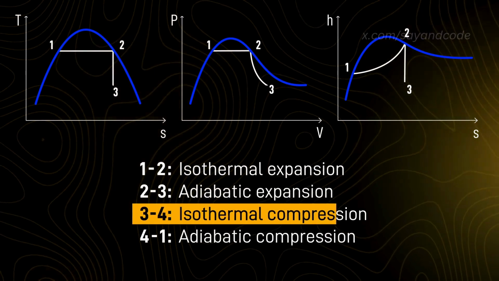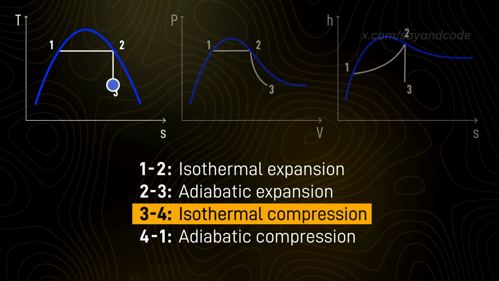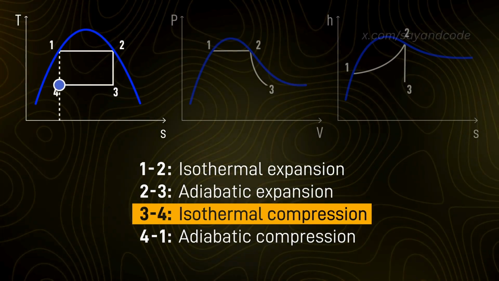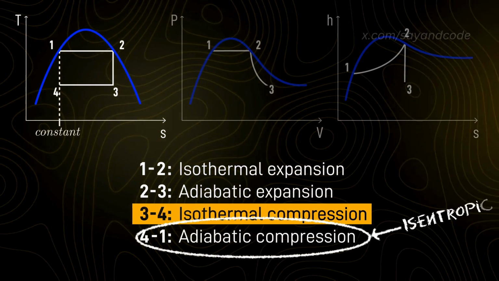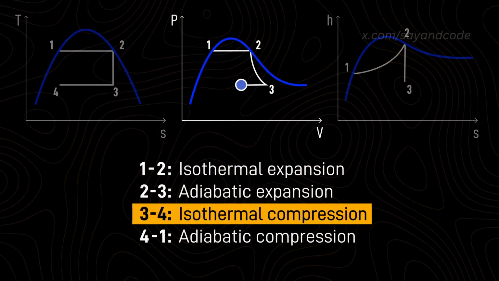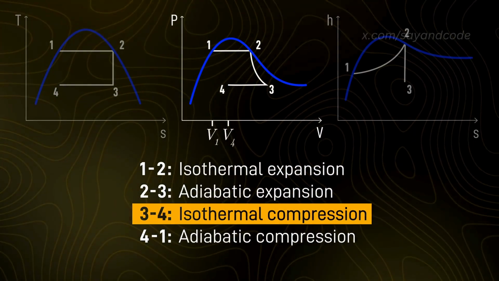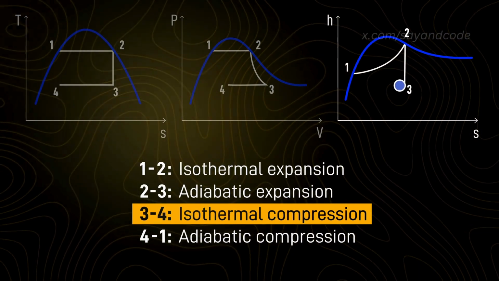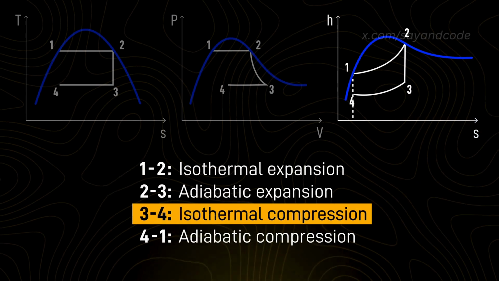Next, process 3 to 4 is isothermal compression. So in the TS diagram, we draw a horizontal straight line from point 3 to the point right below point 1, because we already know that the next process needs to be isentropic. On the PV diagram, we draw a horizontal straight line from 3 to 4 for constant pressure, where point 4 has slightly more volume than point 1. And on the HS diagram, we draw a curved line, which follows the constant pressure line from 3 to 4, which is a point below 1.